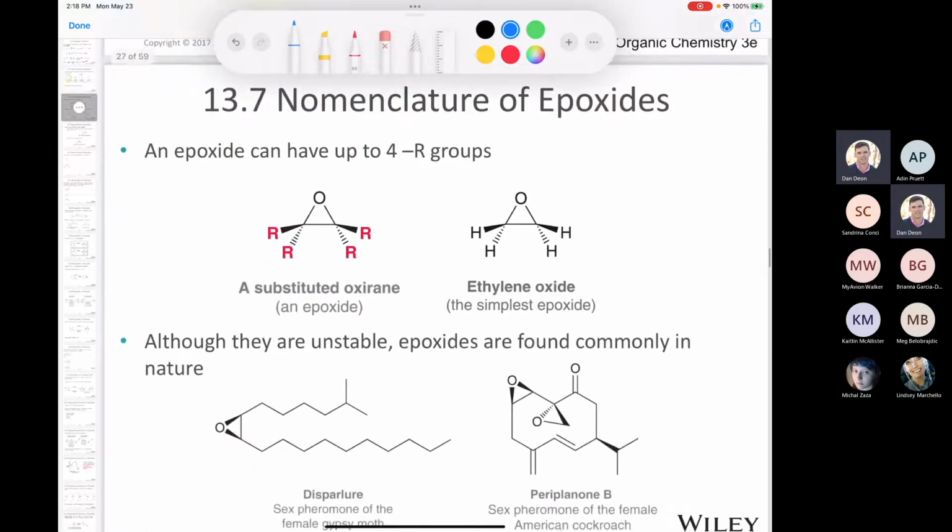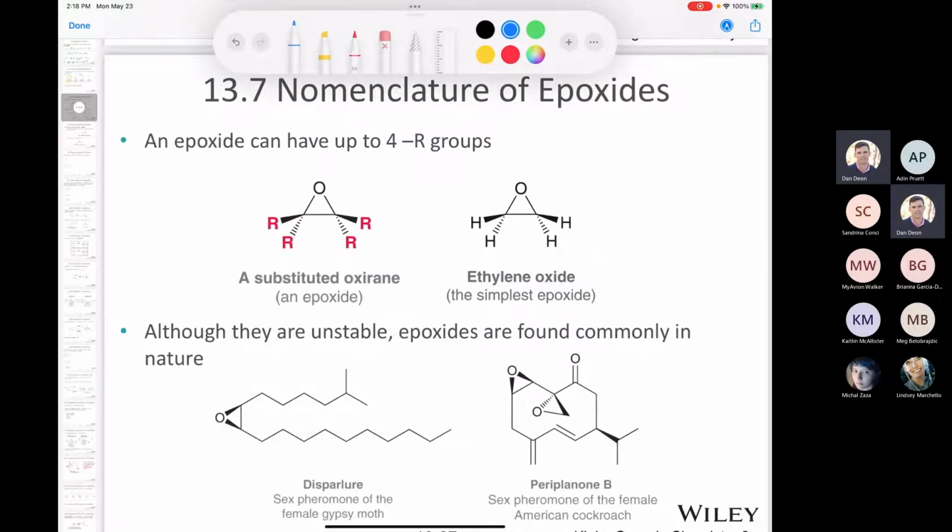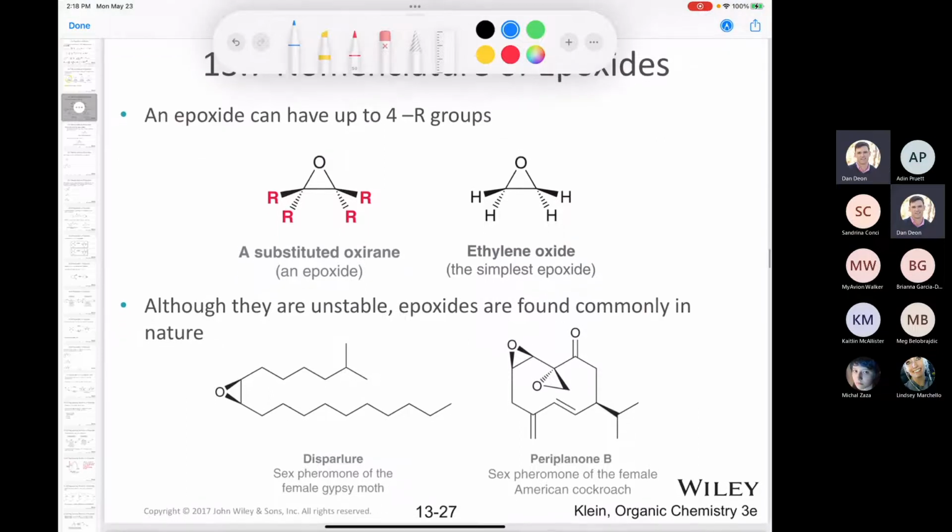It says an epoxide can have up to 4 R groups. So if you're wondering why do you have 2 names, Mr. Dion? Well, when I'm referring to just the 3-membered ring, I call that oxirane. The name of this molecule is oxirane. And if I have a substituent on an oxirane, then I can name that as a substituted oxirane. But I can also view it from the point of view of the longest carbon chain, with the epoxide like a functional group coming off of the carbon chain. In that case, I call it an epoxide. So oxirane or epoxide. And that will become more clear as we move along.